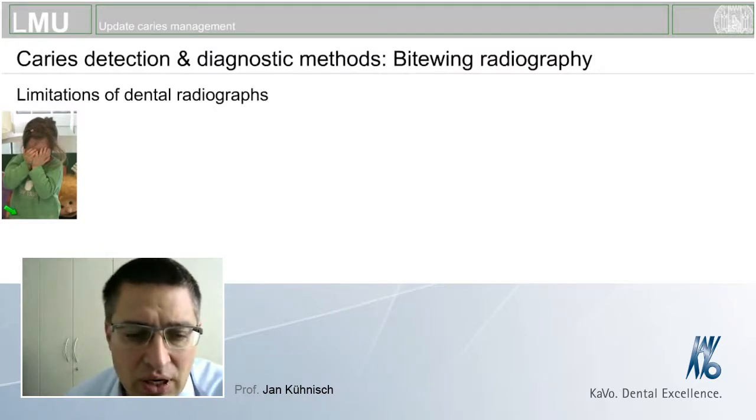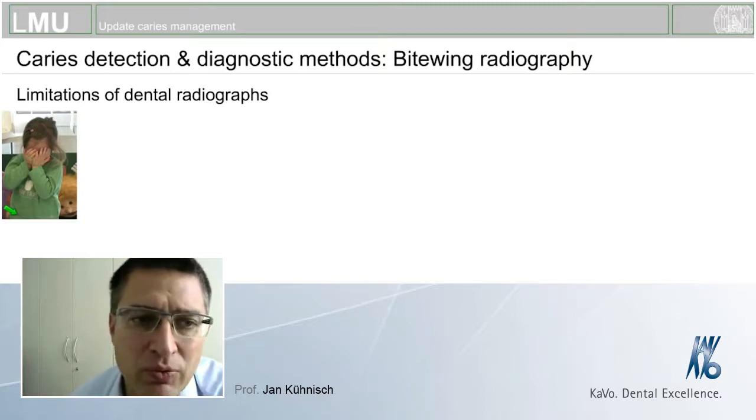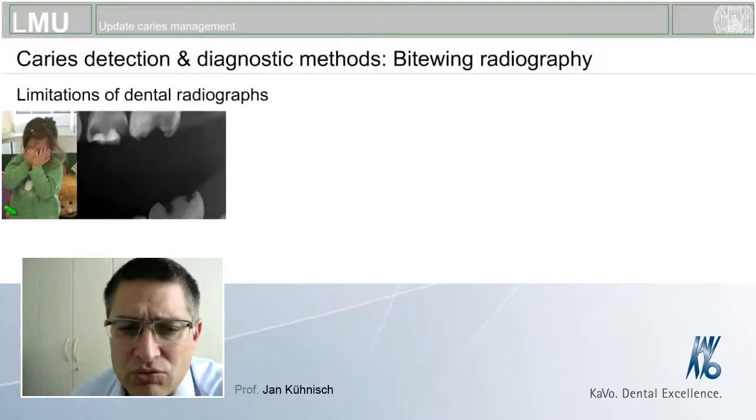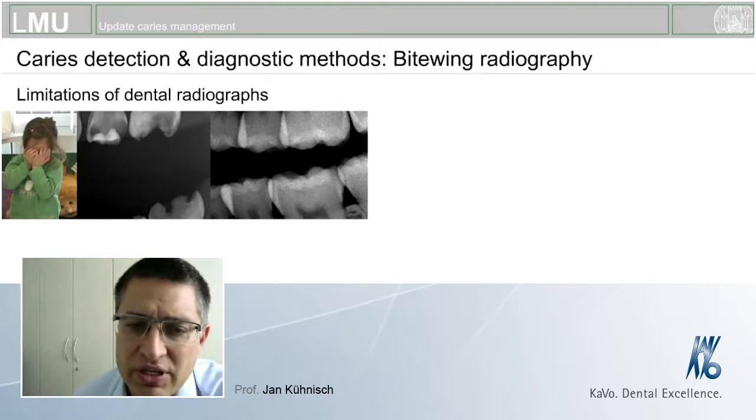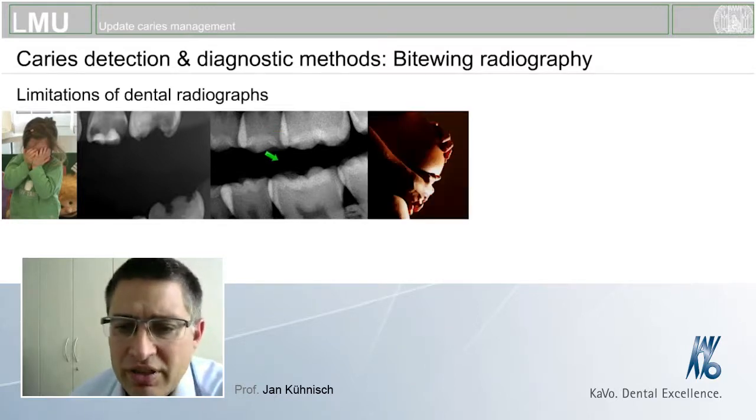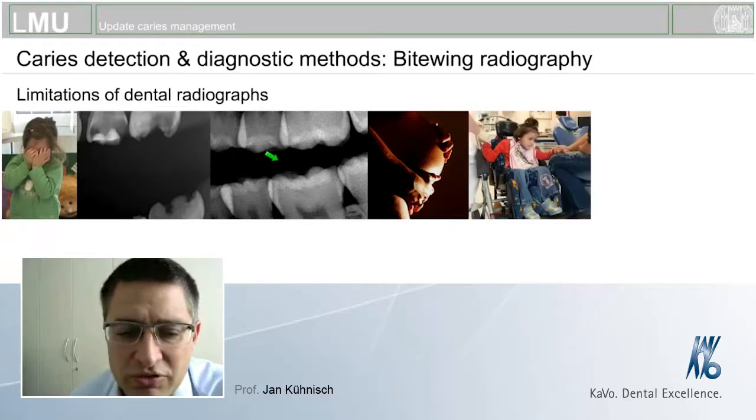Basically, several children are unable to cooperate when a bite-wing radiograph is prescribed. This results in images which cannot be evaluated and assessed appropriately. We are missing information, and for that reason, we should perform bite-wing radiographs in cooperative patients at best. Furthermore, a disadvantage is that we see overlappings, especially in the proximal area. Here, it must be stated that these proximal sites cannot be evaluated appropriately. Another issue is that we are unable to perform bite-wing radiographs in pregnant women. Furthermore, it's difficult to perform bite-wings in disabled patients who do not cooperate appropriately.